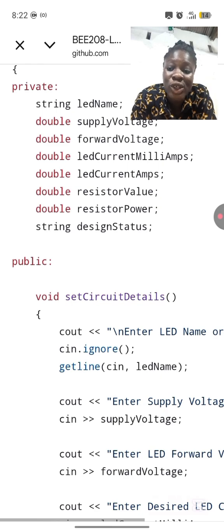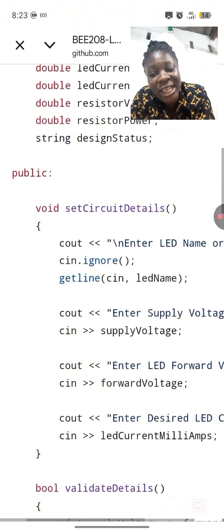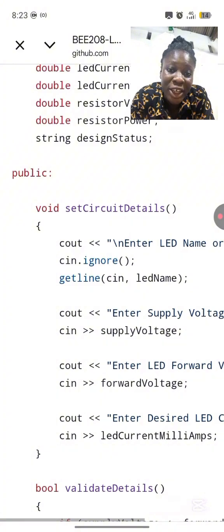Finally, I used conditional statements to validate the user's inputs and ensure that only suitable values are processed by the program. Thank you.